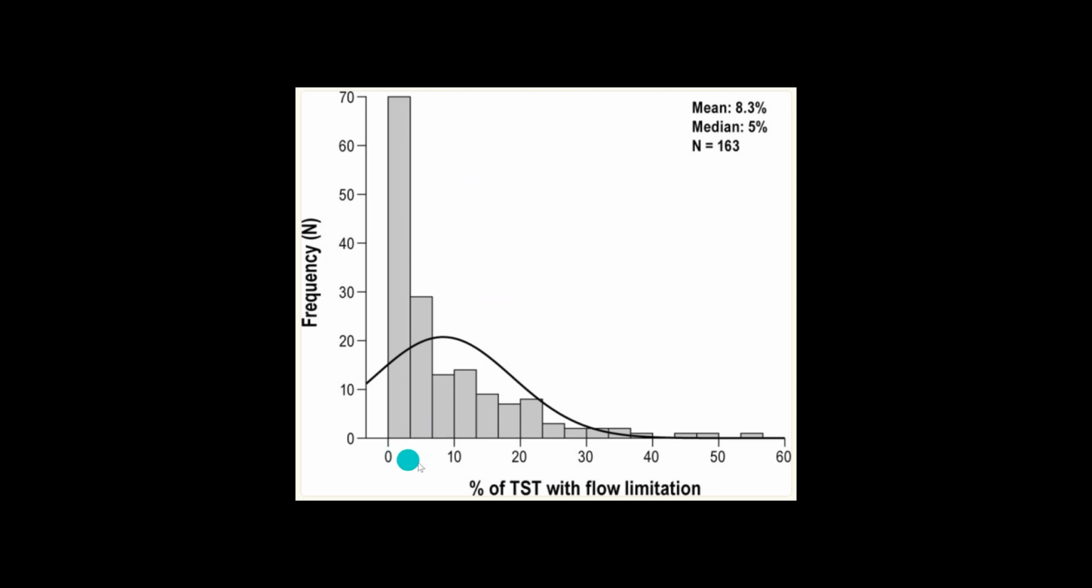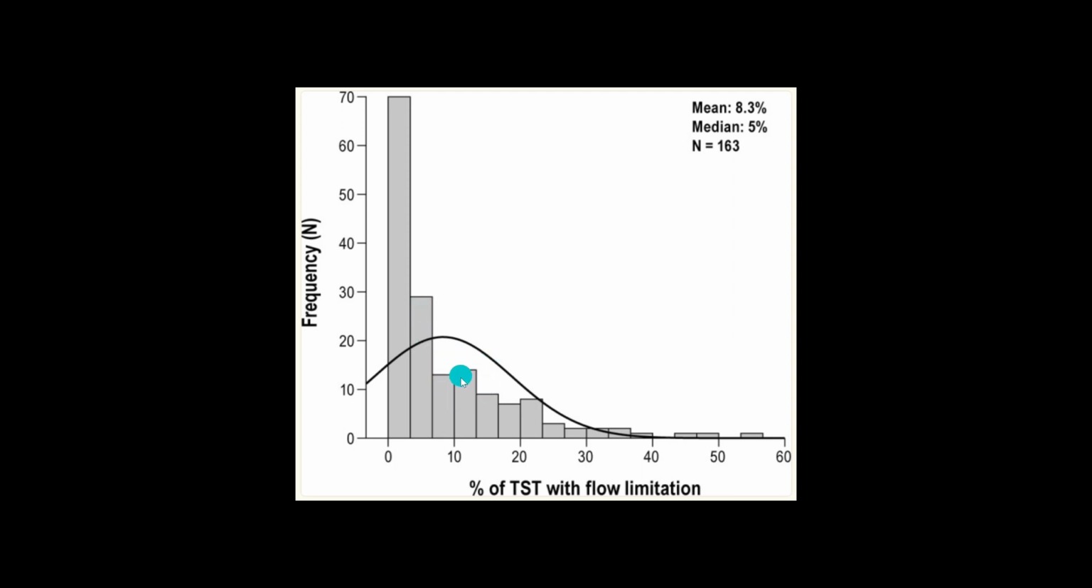So in other words, down here you can see percent of total sleep time with flow limitation. This bar here represents around 30 people. Out of 163 people, 30 of them had approximately, let's say, 5% of the night spent in flow limitation. So the further we go to the right here, the more of the night was spent in flow limitation. Of the normal people, the most common result was basically no flow limitation. That was the most common. However, there's lots of people who did have flow limitation from a little bit, like this bar, around 5%. There's about 30 people who had about 5% of the night in flow limitation.